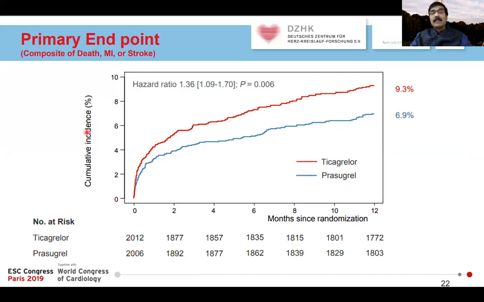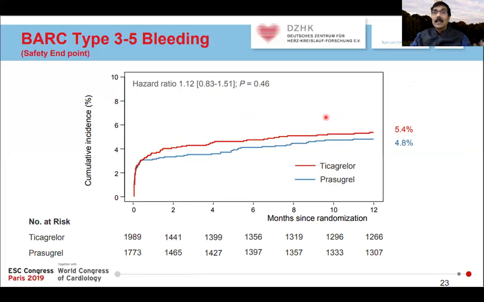Look at the cumulative incidence of events, look at the red line, ticagrelor had more events compared to prasugrel. There was a statistically significant, nearly 3% absolute risk reduction. Not only that, generally we say prasugrel bleeds more. Now, if you look at the bleeding results, you find that the bleeds are actually less with prasugrel. Now, this was very, very surprising.